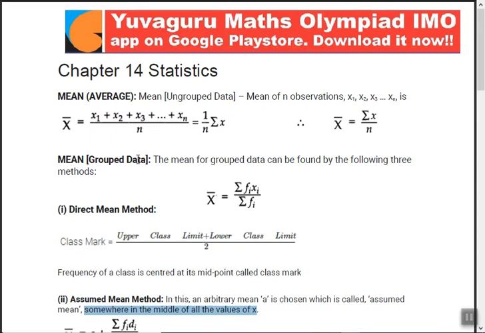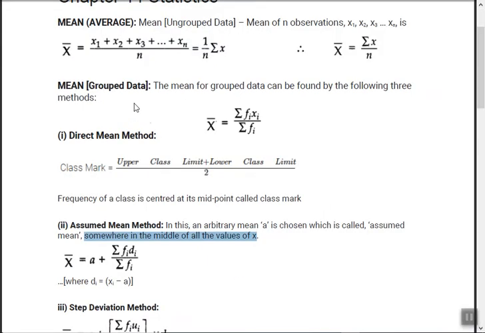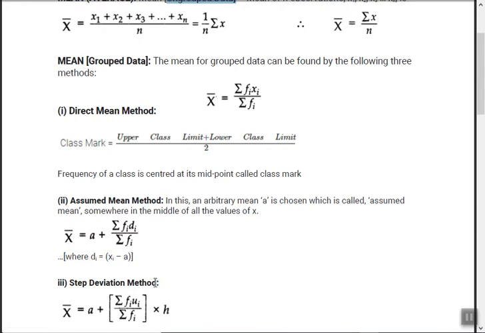Then mean of grouped data. Now this is something difficult, means now we are moving to the difficult tasks. You don't have ungrouped data over here, because ungrouped is very simple, just add them and divide. This is basically ungrouped. See this, ungrouped. So nothing to worry about this. Now grouped is something difficult. In this, the mean of grouped data can be found out by the following three methods. Okay. Now what are the three methods? Direct mean, assumed mean and step deviation. Direct, assumed and step.